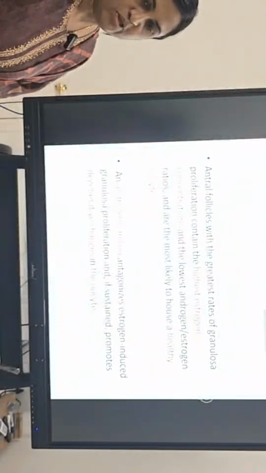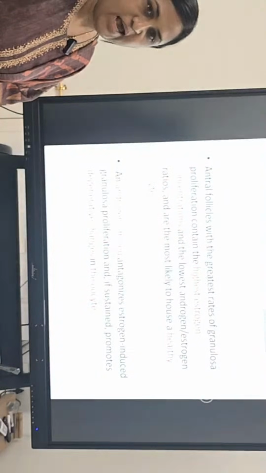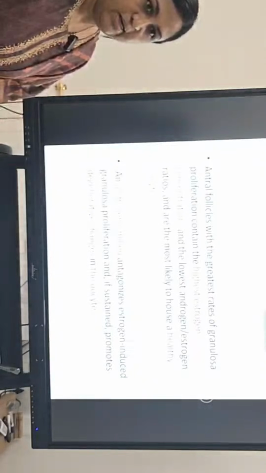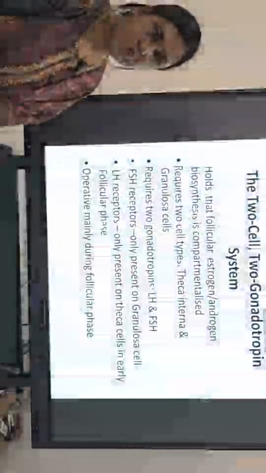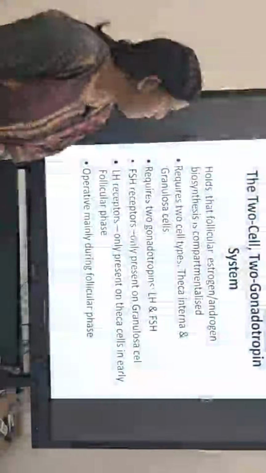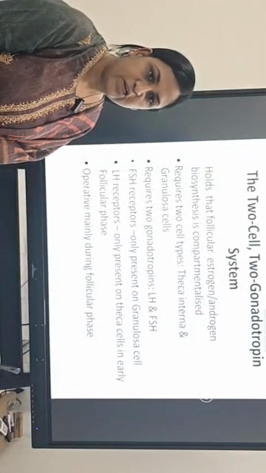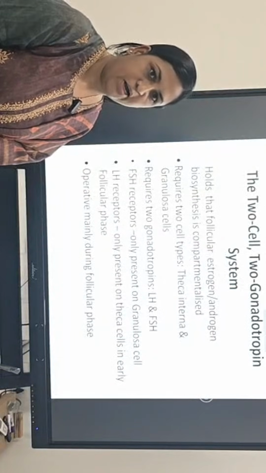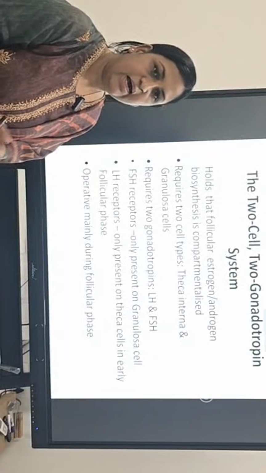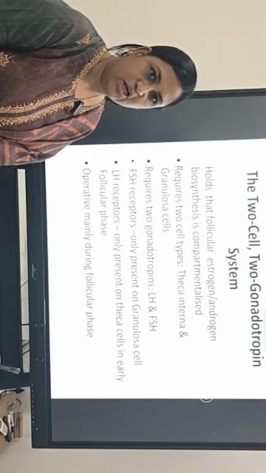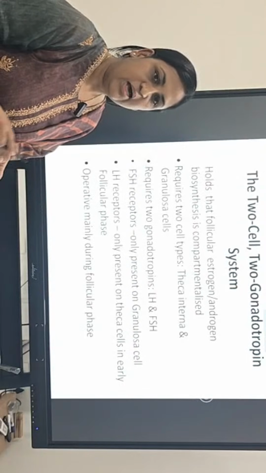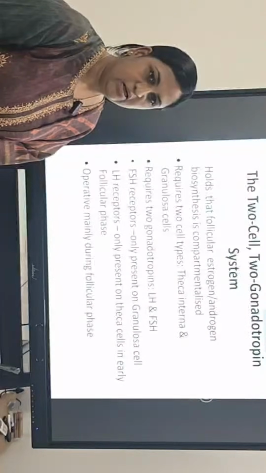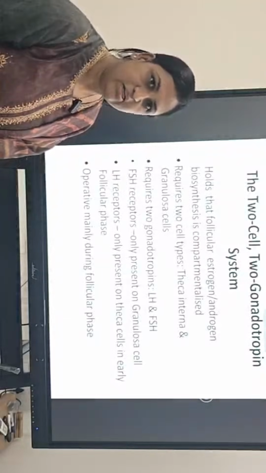Now, what is a healthy oocyte? A healthy oocyte is an oocyte which has more estrogen content and the lowest androgen to estrogen ratio. Now, coming to the two-cell, two-gonadotropin theory, it states that the production of estrogen and androgen is divided into two compartments. One compartment is the theca cell and the other compartment is the granulosa cell. The FSH receptors are only present in the granulosa cell and the LH receptors are only present in the theca cells. Also, the enzyme content of both the cells differs.